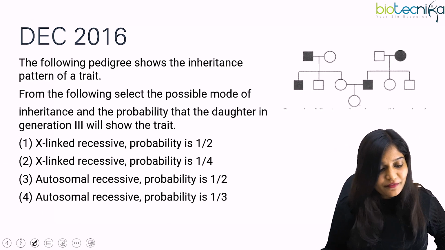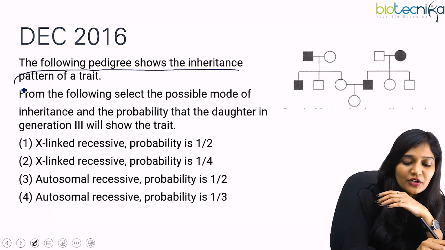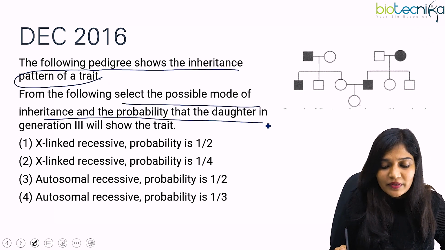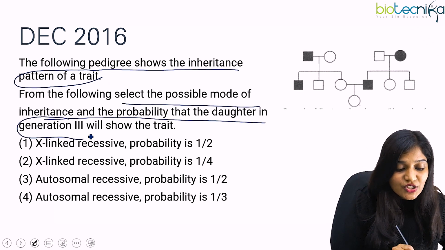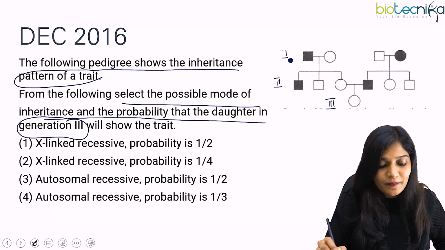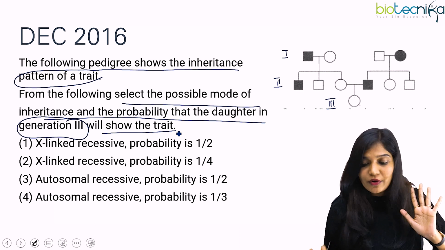Let's do the last question and we'll finish off. Very easy question. The following pedigree shows the inheritance pattern of a trait. So they said select the possible mode of inheritance and the probability that the daughter in generation 3, this is 3, this is 2, this is 1, will show that. So we have to check whether it is X-linked or Y-linked or everything.